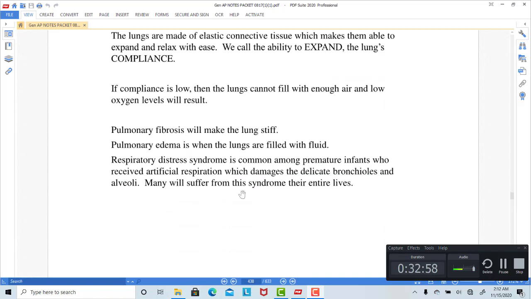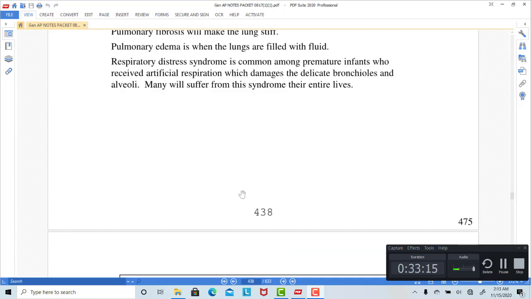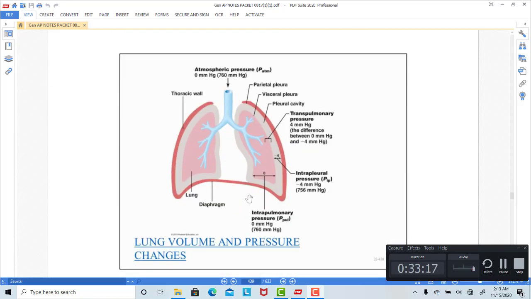So again, when we look at the function of the lungs, we need those alveoli to be stretchy. We need them to open up and be filled with air, and then when we exhale, they need to reduce in size so we can get rid of the carbon dioxide from the blood. And it's all a balance of these pressures and volumes.